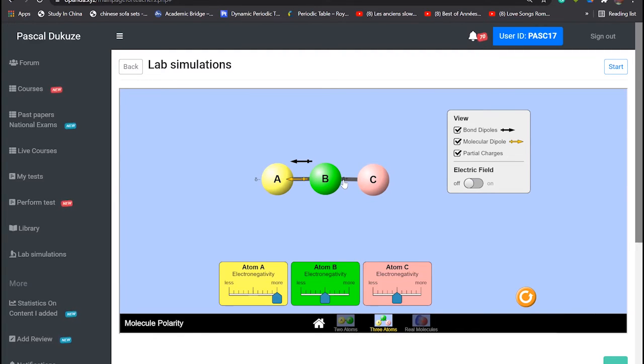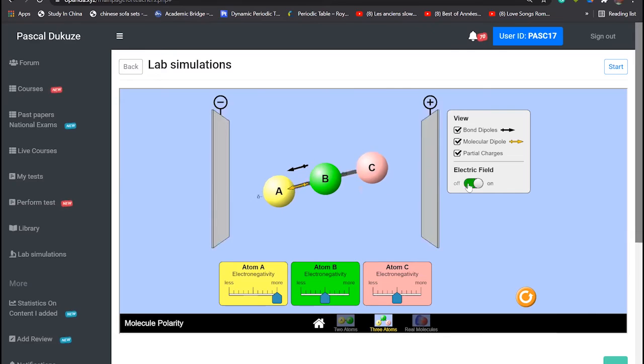Atom B has a partial positive charge, but this one has no charge. Why? Because the bond is between B and C, and they have the same electronegativities. But this one is partially negative because it is more electronegative than B. And we get a bond dipole moving from B to A, and even the molecular dipole is from B to A. And in the electric field, this is what we get.